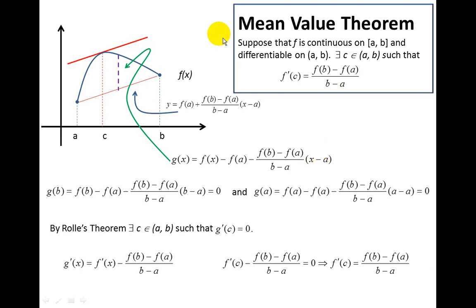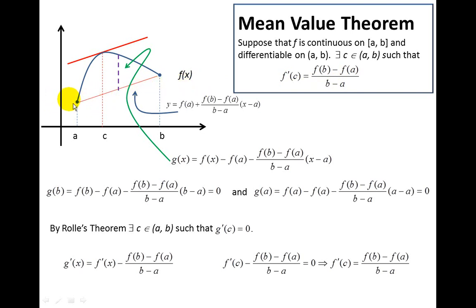The mean value theorem states that if you have a continuous function on some closed interval [a, b] and differentiable on the open interval (a, b), there exists a c in this open interval (a, b) such that f prime of c is equal to f of b minus f of a over b minus a. Sounds like a mouthful until you recognize what this theorem is really saying.